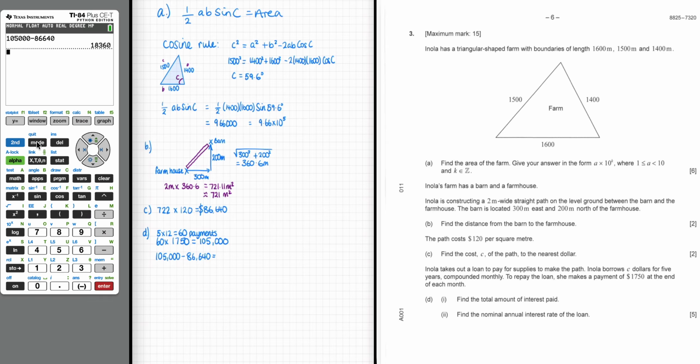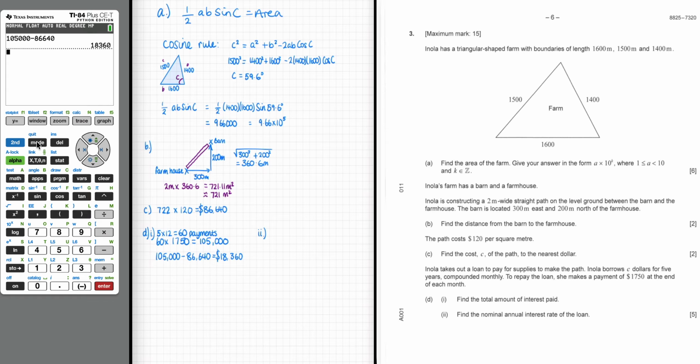So I've actually paid 18,360 too much. That's a lot of money extra. Okay. And this was all part 1 of D. And then for part 2, we're told to find the interest rate of the loan.